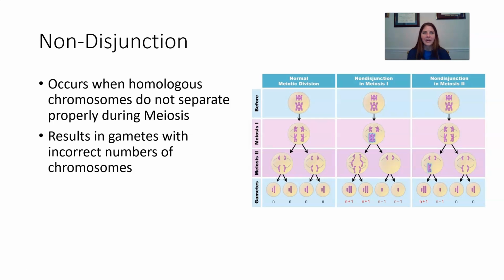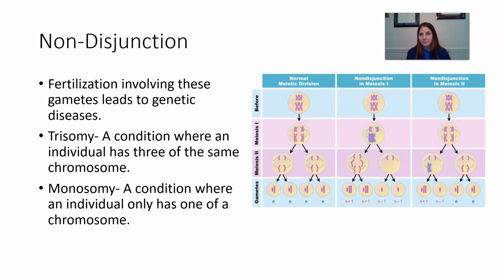Then we also have a process called non-disjunction, and that occurs when the homologous chromosomes don't separate correctly. This can occur either during meiosis 1 or during meiosis 2. It results in gametes with incorrect numbers of chromosomes, which in turn can lead to genetic disorders such as monosomy, meaning having just one chromosome on each of the numbered pairs, or trisomy, meaning having an extra chromosome when there shouldn't be one. So in non-disjunction, fertilization that involves these gametes leads to genetic diseases. Trisomy, like I just discussed, is a condition where an individual has 3 of the same chromosome instead of 2, whereas monosomy is a condition in which an individual has only 1 chromosome.